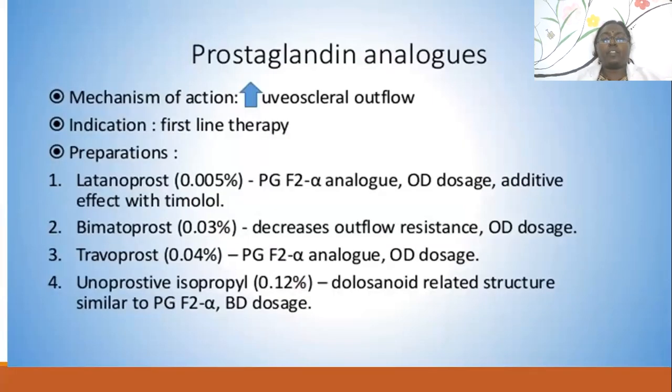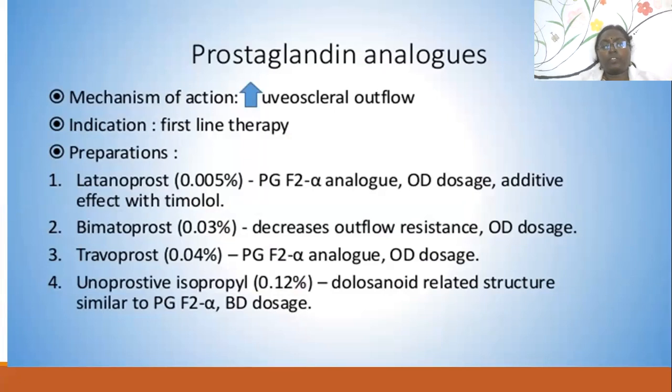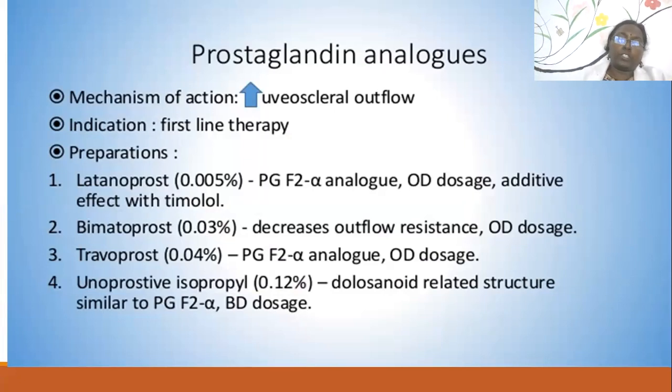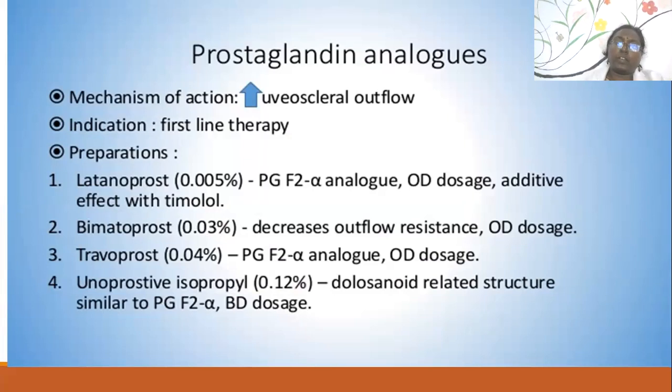Prostaglandin analogs: the mechanism of action is an increase in uveoscleral outflow. The indication is first line therapy. The preparation is 0.005 percent latanoprost, which is a prostaglandin F2 alpha analog. The dosage is once daily, and the additive effect is with timolol. So bimatoprost and latanoprost can be combined with timolol.